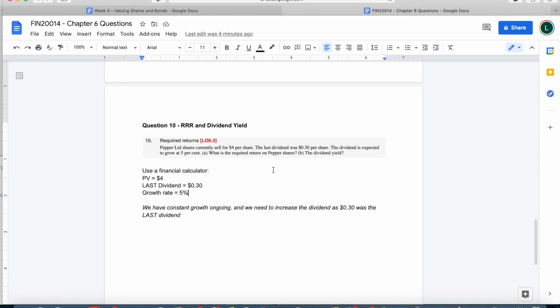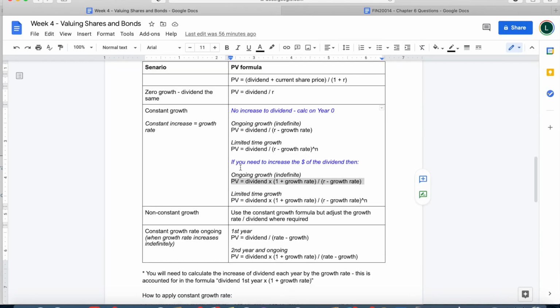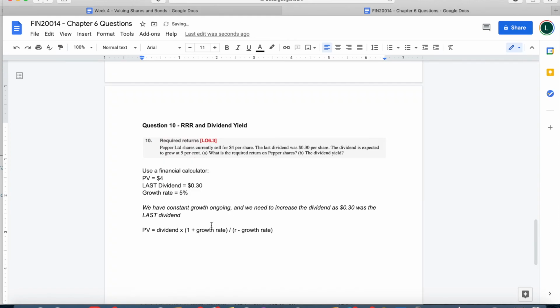Now, we're going to need to do some algebra, and I'm going to really break down how we calculate that. So I've made a little note here in italics. We have a constant growth that's ongoing. So if we go back to our document, we have a constant growth and it's ongoing, and we need to increase the value of the dividend. So we're going to take this formula here. That's the formula we're working with. The R is our unknown, and that's what we're trying to get. So let's start inputting and see where we get. $4 is our PV, our dividend is 0.30 times 1.05 over R minus the growth rate of 0.05.